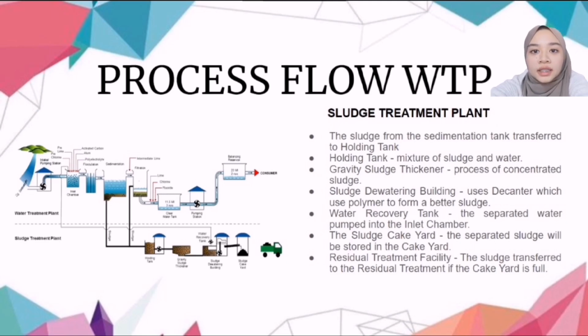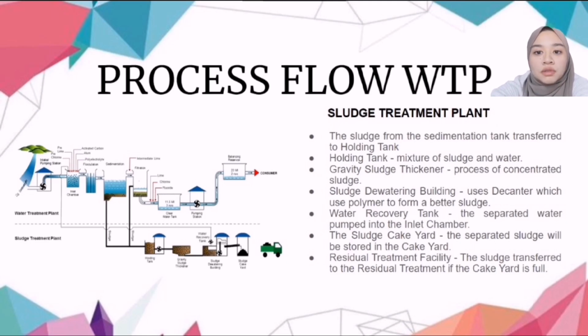At the holding tank, the sludge will be pumped into the gravity sludge thickener to be concentrated. The holding tank is a mixture of sludge and water because the sludge is wet. From the gravity sludge thickener, it will be pumped into the sludge dewatering building that consists of 6 units of decanter. The pump used is a centrifugal pump to separate the solid sludge and water, to recycle the water back into the inlet chamber. The solid sludge will be disposed.